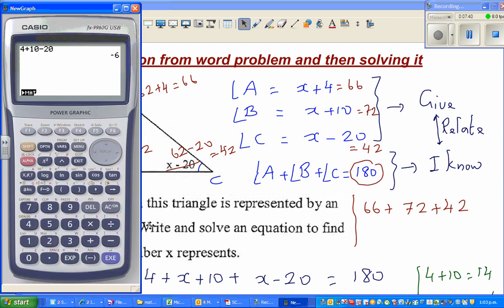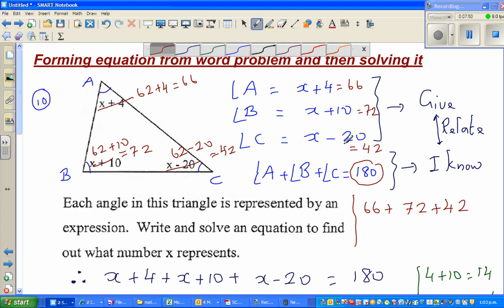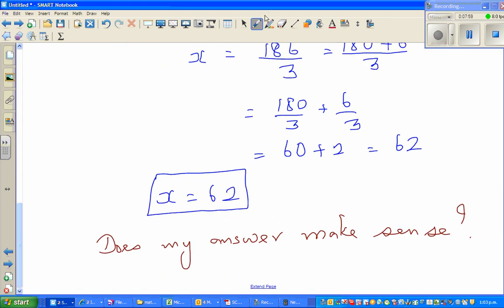So I'll get my calculator out. I can go 66 plus 72 plus 42. That's right, so it's 180. And that's what happens when you add the three angles of a triangle. So you can check your answer and you can be proud of your answer. So you give yourself 5 stars.